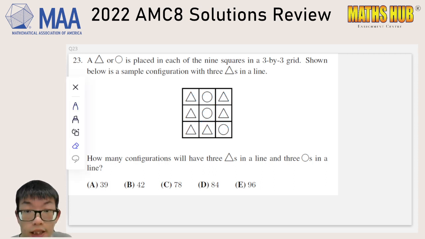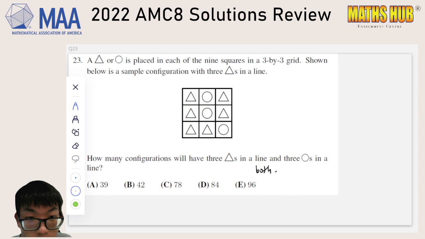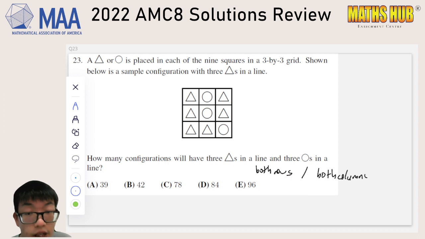So even though it says 3 in a line, the only way in which this can happen is both are in rows or both in columns. You can't have 3 triangles in a row and 3 circles in a column. Now with that in mind, we also know that since this is symmetric, the number of ways with 3 in a row and 3 in a column will be the same. So let's just focus on one and remember to times 2 at the end.